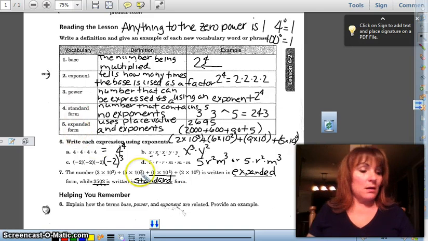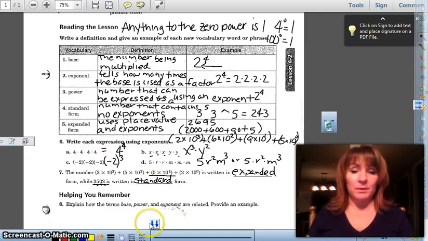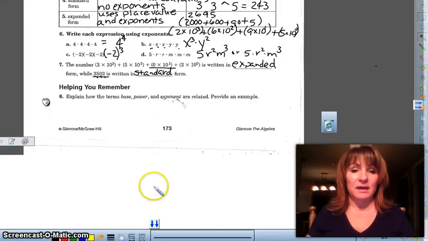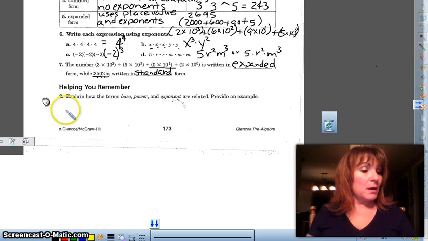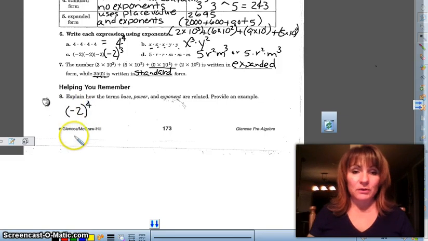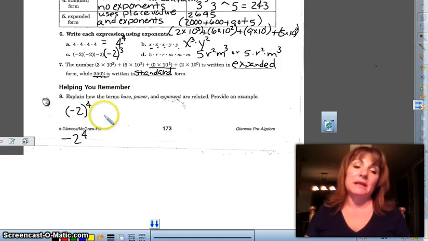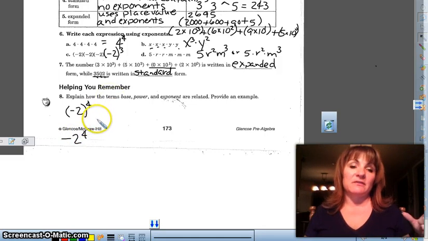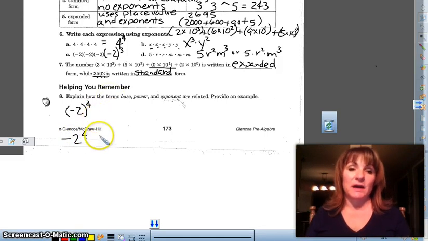Okay? All right, so helping you remember. We're going to skip over that and just add some stuff on the bottom or at the top, wherever you want to write it. I was talking before about the negatives, and I want to show you the difference between a negative exponent, I'm sorry, not a negative exponent, with parentheses versus one without parentheses. If the exponent's on the outside of the parentheses, then what it's saying is everything inside the parentheses is to be used as a factor.